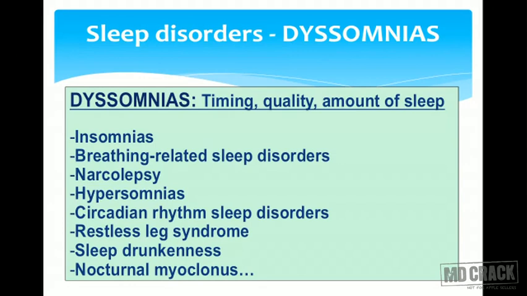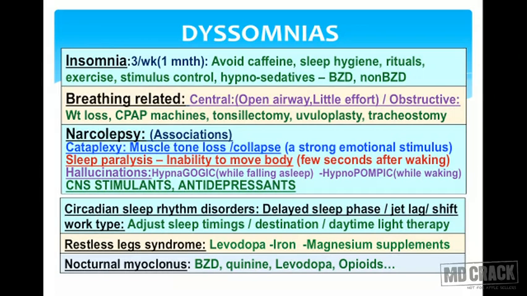And on this one slide, you have various types of dysomnias. This includes number 1, insomnia, where there is lack of sleep. Breathing related sleep disorders. Narcolepsy is the opposite of insomnia. Then there are hypersomnias. There are circadian rhythm sleep disorders, restless legs syndrome, sleep drunkenness, and nocturnal myoclonus. All these are the various types of sleep disorders categorized under dysomnias. All these dysomnias are now shown on the next slide, the important ones, and let's do them one by one.